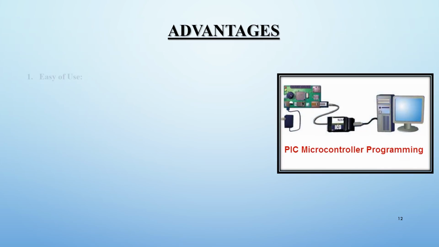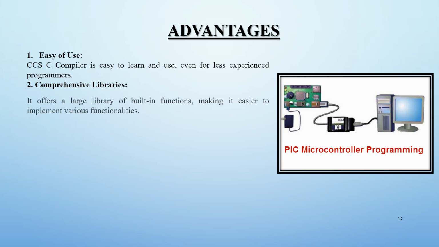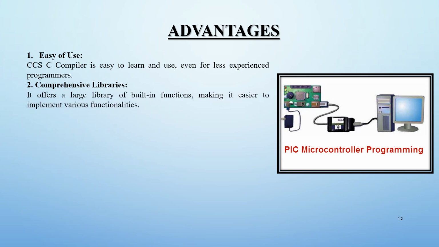Advantages. The first point is ease of use. CCS C Compiler is easy to learn and use, even for less experienced programmers. The second point is comprehensive libraries. It offers a large library of built-in functions, making it easier to implement various functionalities.